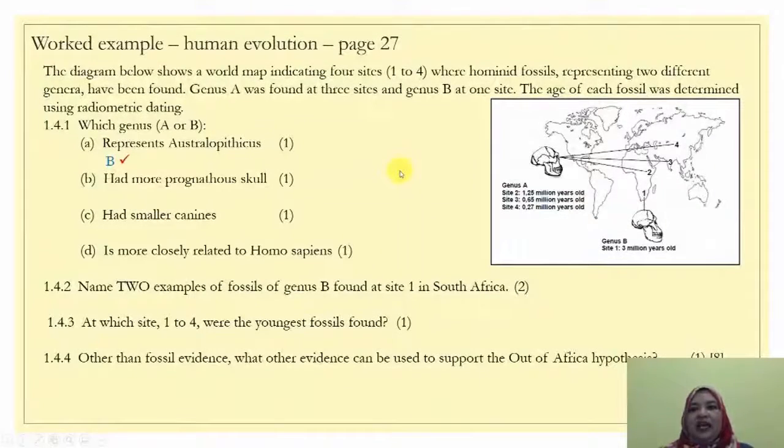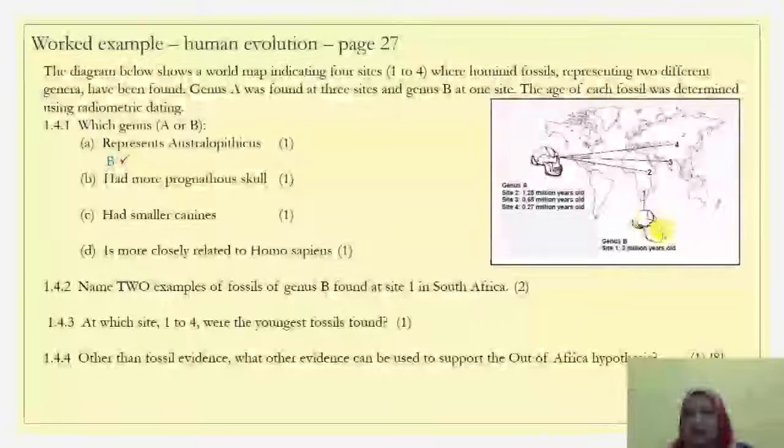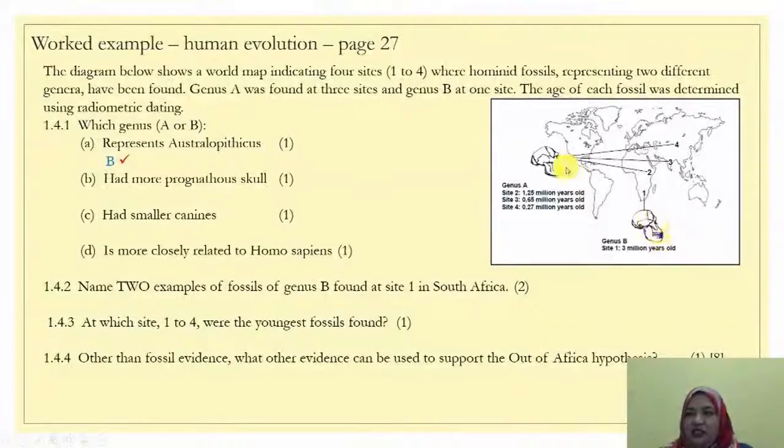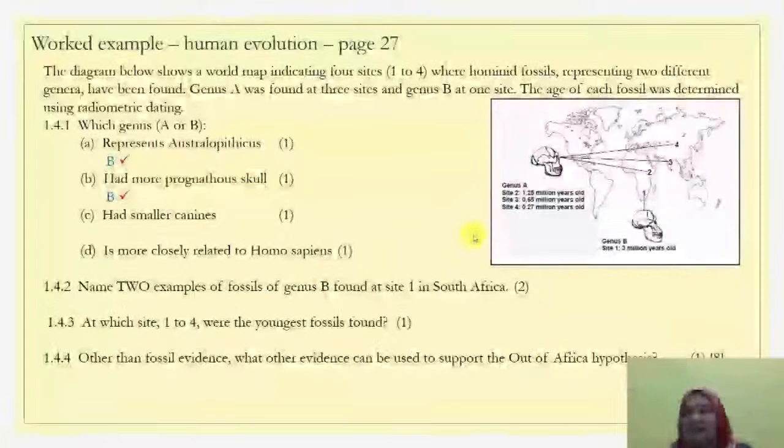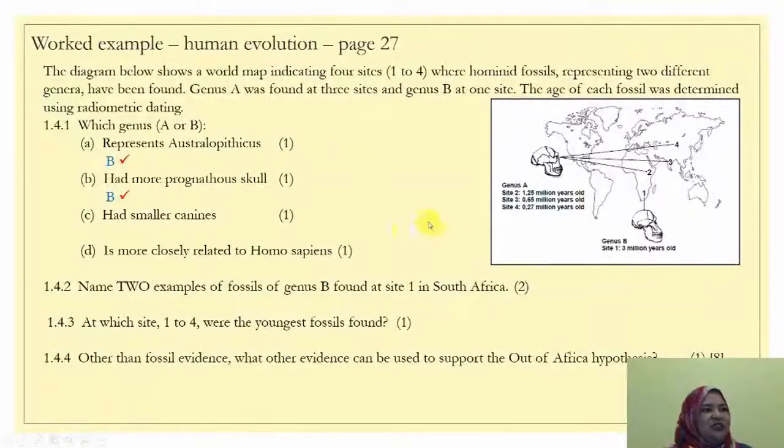Second question, has more prognathous skull? Let's look at the skull. What do we see here? Which one is more prognathous? It would be B again. Has smaller canines. Now it's very difficult to see the canines, but we know which one would have smaller canines. Which one would have smaller canines?